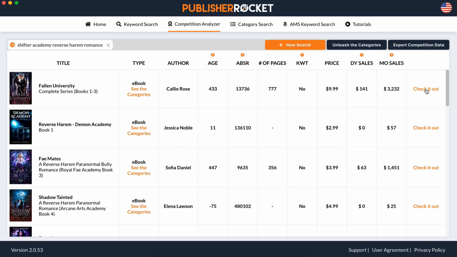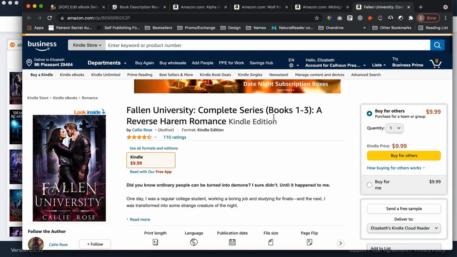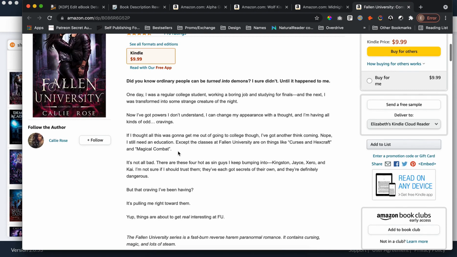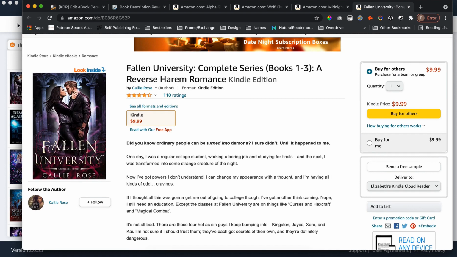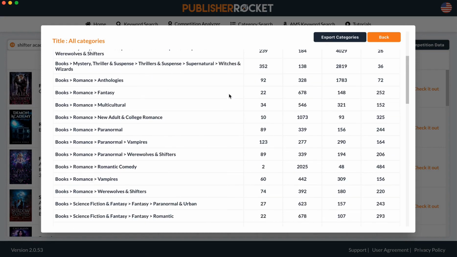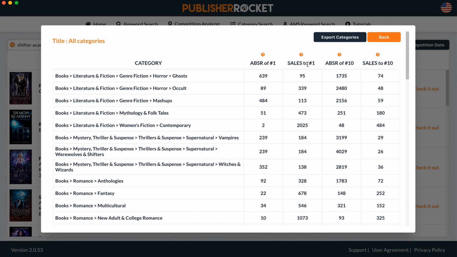And then if you press check it out, it will load the book. And there we go. And you can look at more now if you want to model your book description on this one. You can do that. There's another video about that. You can export competition data. You can also unleash the categories. And that will show you all the different categories for all the books here. And unfortunately this one you can't sort, but you can export it to an Excel file, and then you can sort each of these columns depending on how you see it.